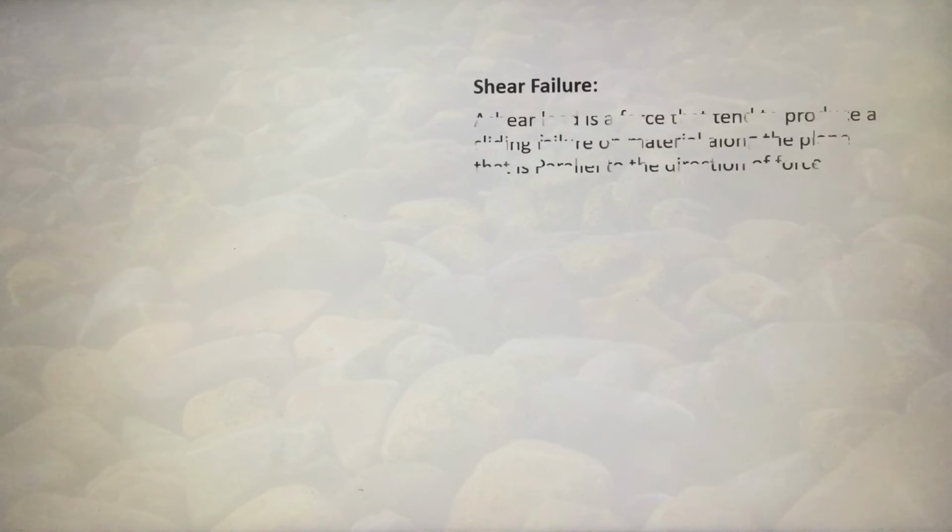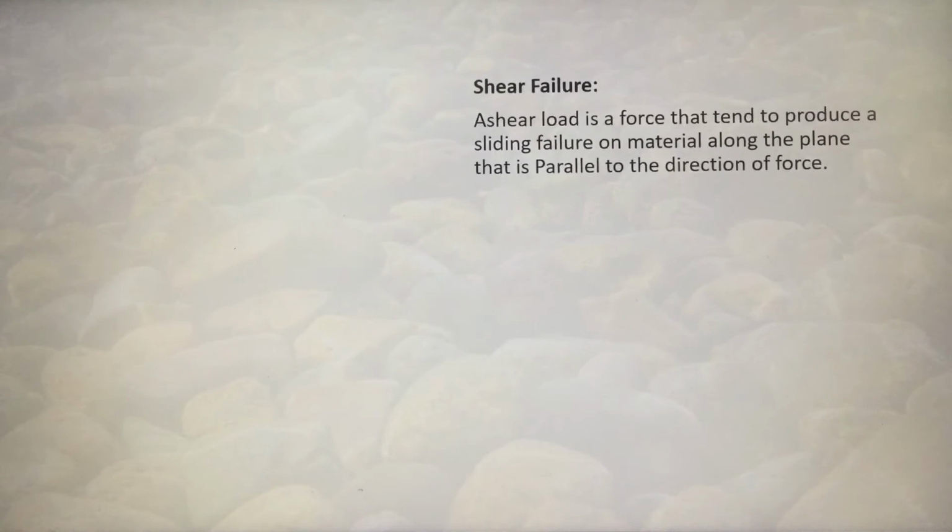Shear failure. A shear load is a force that tends to produce a failure in a material along a plane that is parallel to the direction of force.